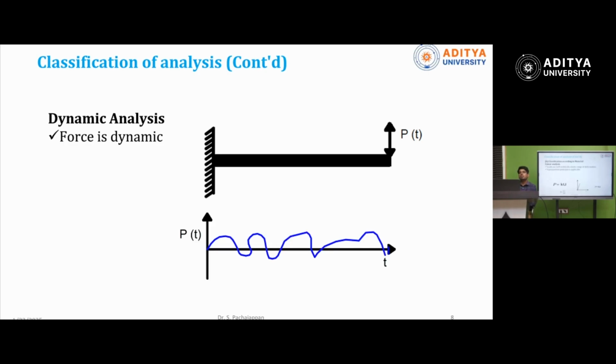Now, classification of analysis according to the material. So here, if the loads are within the elastic limit, that is called a linear analysis. If the loads are not within the elastic limit, then it is called a non-linear analysis. We say Hooke's law. Hooke's law means stress is proportional to strain up to the elastic limit. And if the material behaves elastically, the method of superposition is applicable.